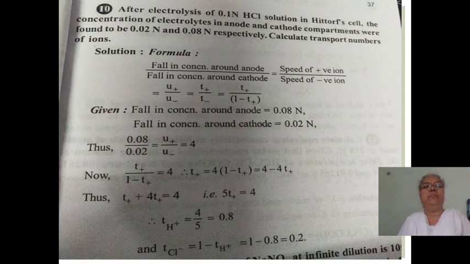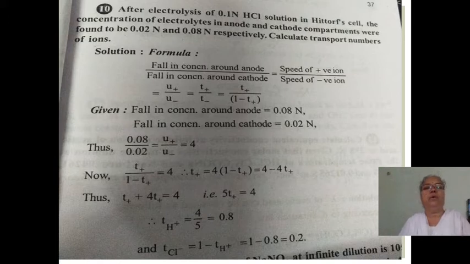Then some problems depending on the formulas that are involved in this chapter. Last time we have seen this chapter. I will repeat this once again. I will read the problem first.